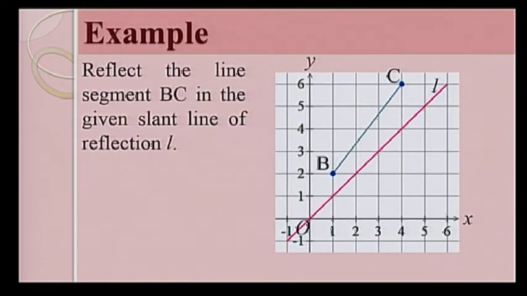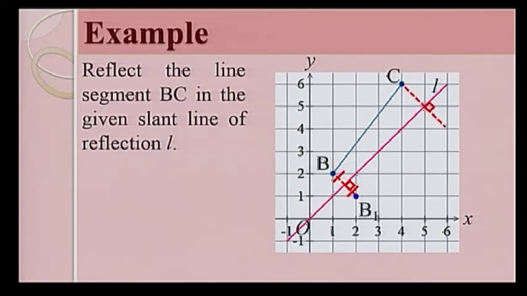We take another example. Now, suppose that this time we want to reflect the line segment BC in the given slant line of reflection L. Well, you've got the coordinates of B, which is (1, 2), and the coordinates of C, which is (4, 6). Same thing. We will draw a line from B that will meet the slant line at right angle. We see that it is half of a diagonal here, so it will be half of a diagonal there, and you've got your image.